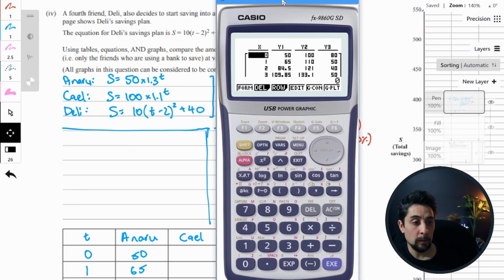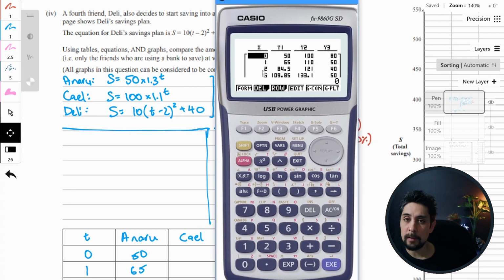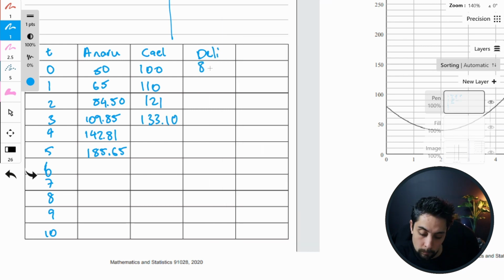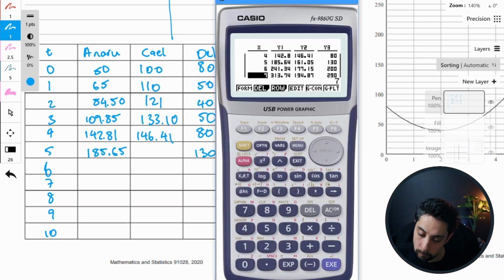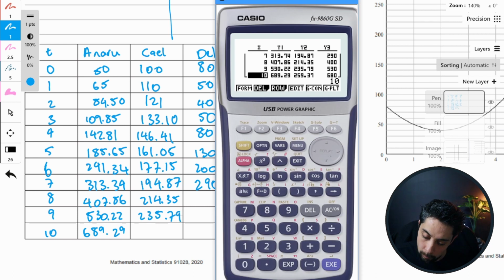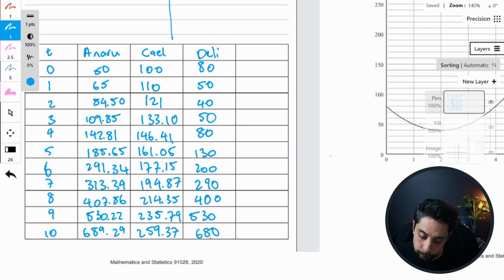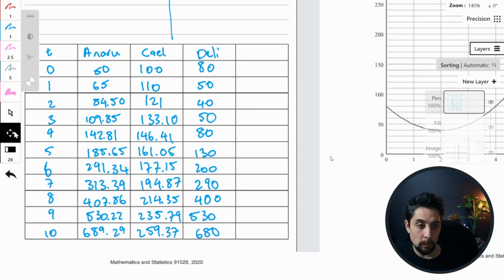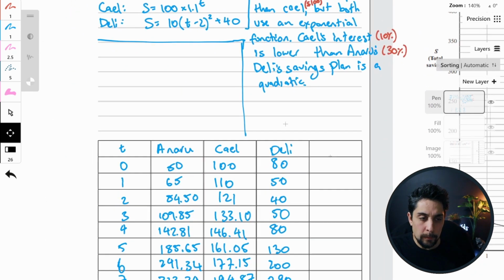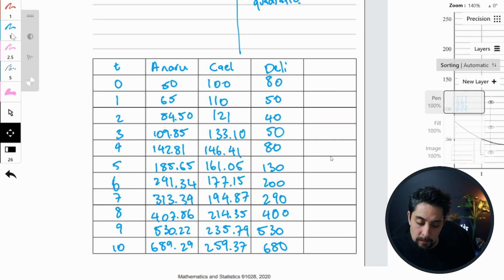Okay, just got to quickly copy all of this into the table. Okay, there is all of our savings for each of the participants. Now they don't leave us much room here, do they? We're going to add in a little bit of what we can see from this table.